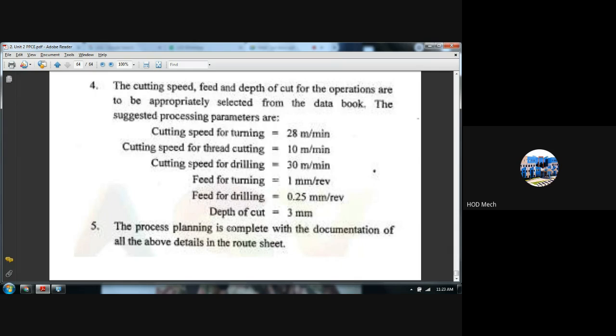Similarly for drilling, what type of tool, what will be the speed of the tool, what will be the depth at which you are going to do the drilling operation. எல்லாமே feed, எல்லாமே நீங்க எங்க இருந்து எடுக்கணும்? Handbook. You have to choose the value from the handbook based on the work material.